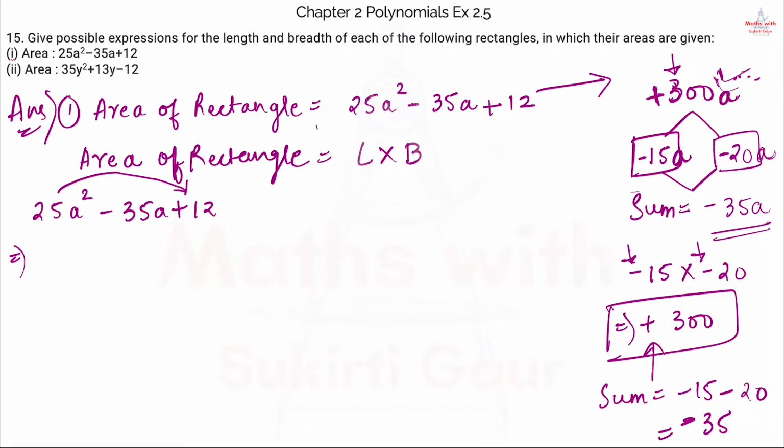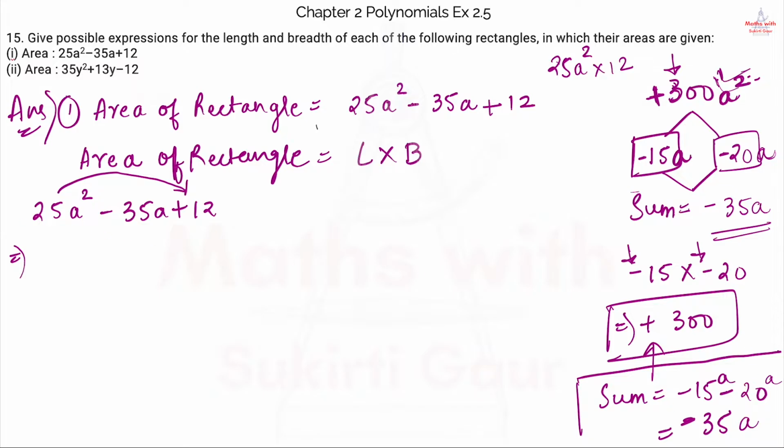And of course we will be placing a with both of them, because anyhow we are finding the two factors of 300a square. This we got by multiplying 25a square with 12. So we got 300a square. So I think I am correct by taking these two numbers as factors, right?